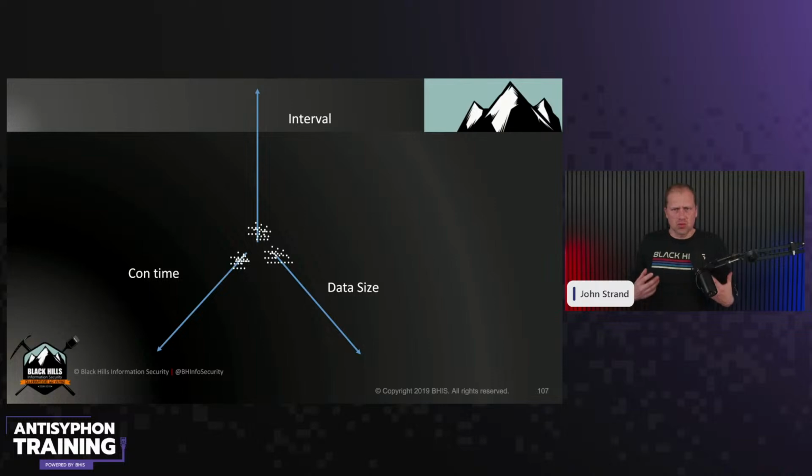Now, how exactly does RITA do this? Well, if you remember, whenever we were looking through that Cisco ASA log, we saw a lot of things that RITA would be able to pick up on, right? The connection interval was 1 second, 1 second, 1 second, 1 second, 1 second, 1 second. Or the data size, very tightly clustered, very consistent data size.